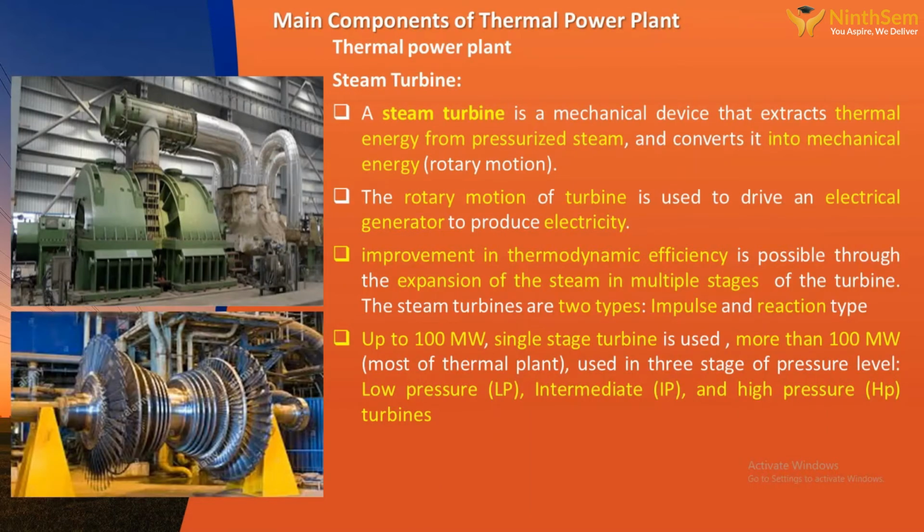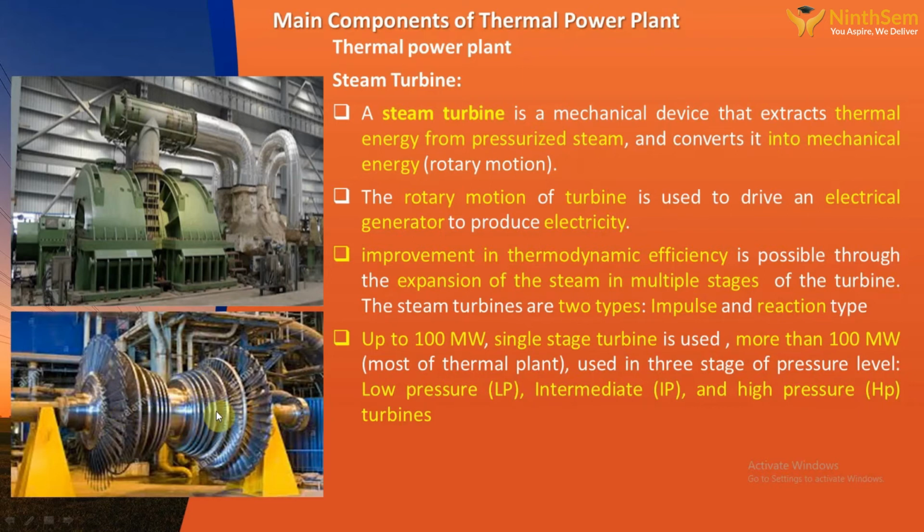So the main element in the steam power generation station is the steam turbine. Everyone knows this is a prime mover. The steam turbine is a mechanical device that extracts thermal energy from the pressurized steam and converts it into mechanical energy. See, this is a real steam turbine. The high pressure steam is coming inside through the nozzle. It is going to the turbine. So this is the inside structure of the turbine.